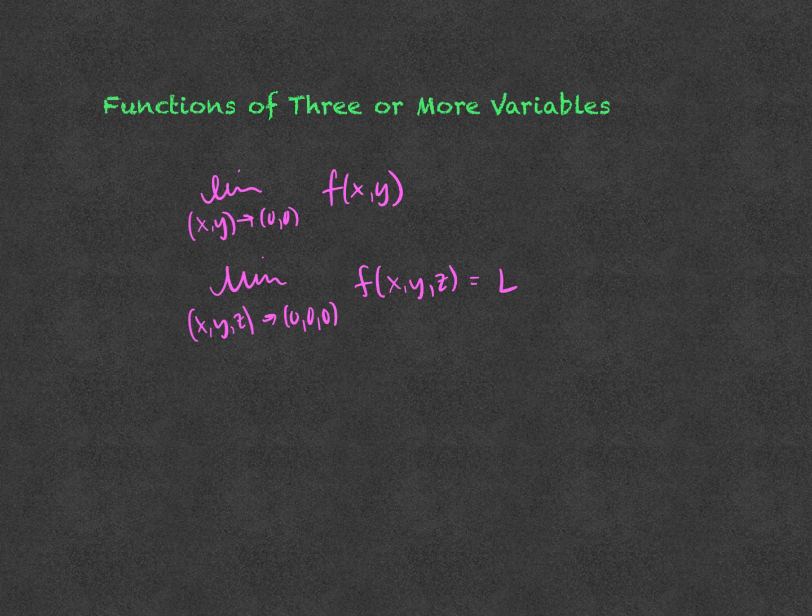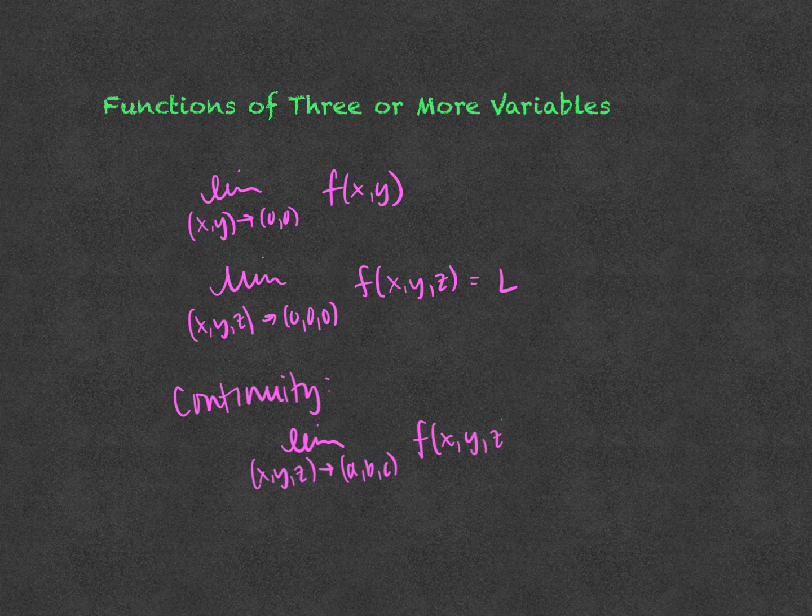And then we can look at continuous functions. So continuity: a function would be continuous if the limit of x, y, z approaching a, b, c of f of x, y, z has to equal the value of f of a, b, c. So it just moves it up a step, and you can see that that's true.